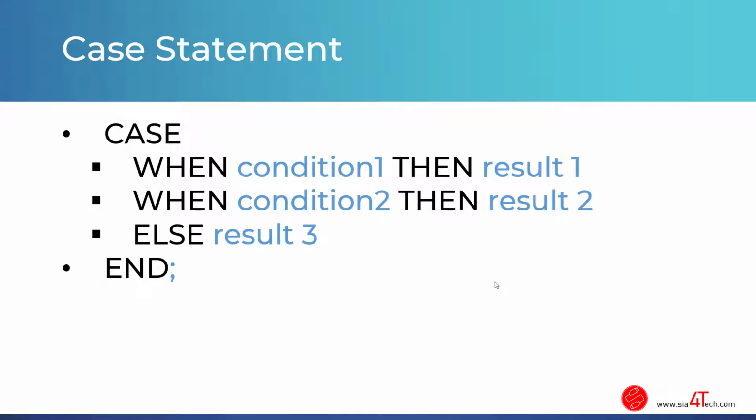If not, it will go to condition number 2. So when condition number 2 is true, then result number 2 will be returned. And if condition number 1 and 2 are not true, it will return result number 3 in the else clause. If the else clause is not specified or not written in the statement, it will return null as a value. So let's see in a practical example how to use the case statement.